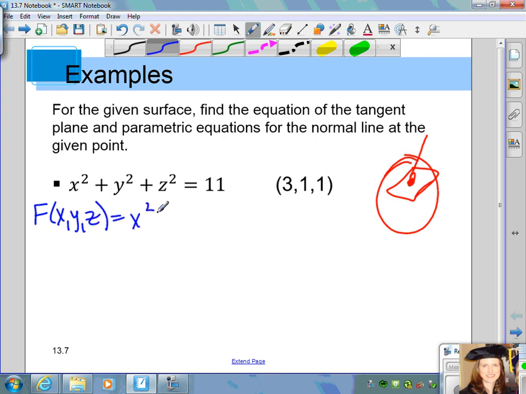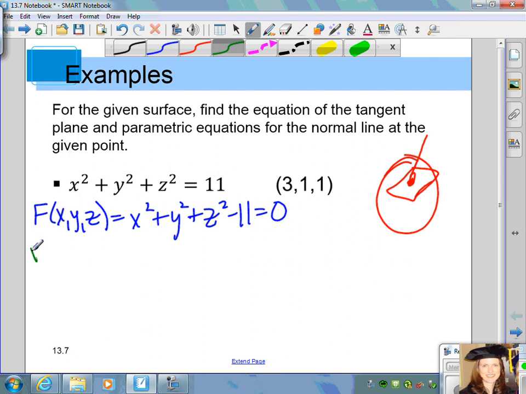That is x squared plus y squared plus z squared minus 11. Subtract 11 from both sides so that this equals 0. So here we have a function of those three variables. The gradient of this function is going to be used for the components of the normal vector to the plane as well as the parallel vector for the line.